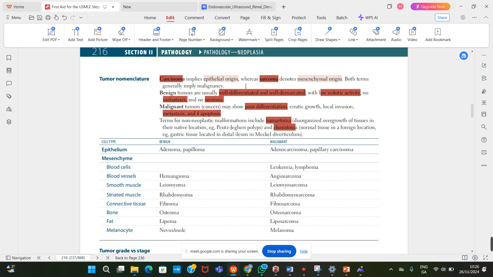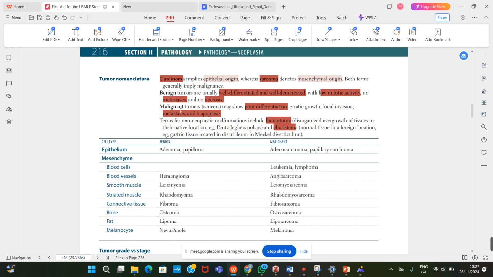And that talks about the grade of that tumor, which we are going to talk about shortly. Benign tumors also have low mitotic activity. They are not actively proliferating. They don't metastasize, and there is no necrosis. But all these things happen in the opposite for malignant tumors.